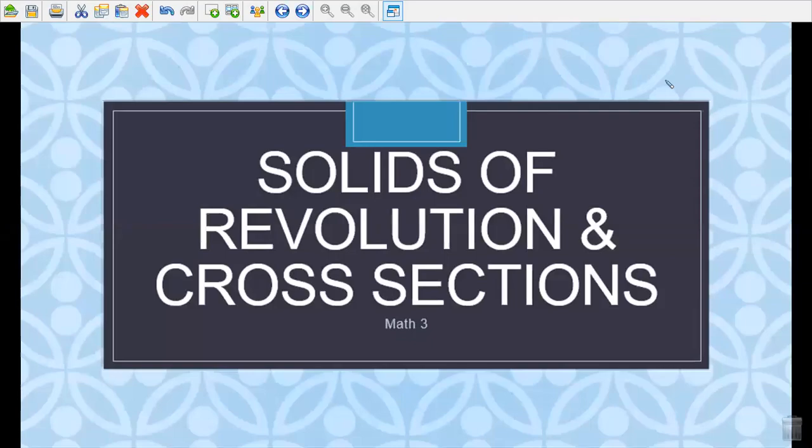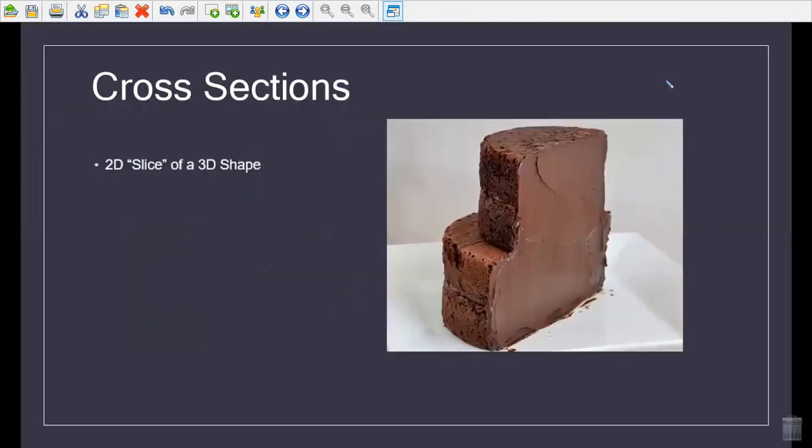All right, so for our next video, we're going to look at solids of revolution and cross sections. We're actually going to start with cross sections. Cross sections are if you take a 3D shape and you slice it in some manner. The 2D shape that's formed when you slice it is going to be your cross section.